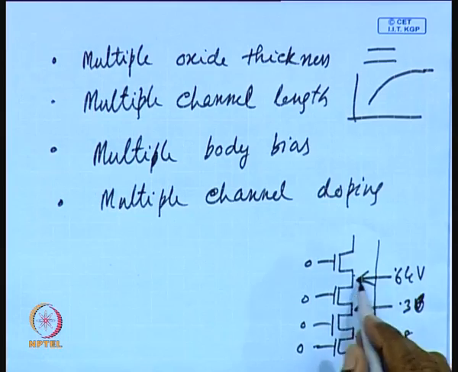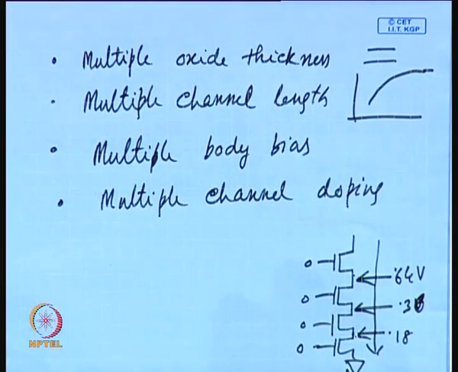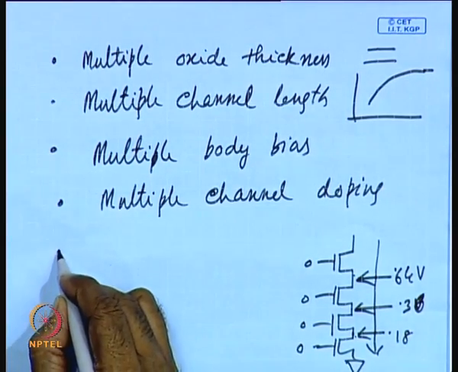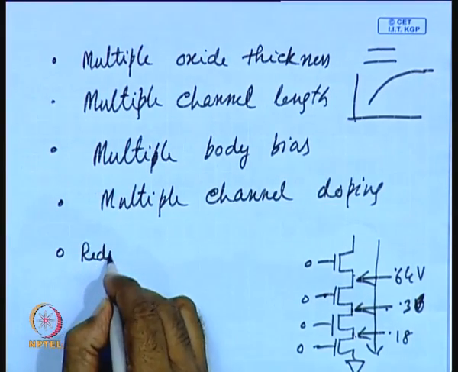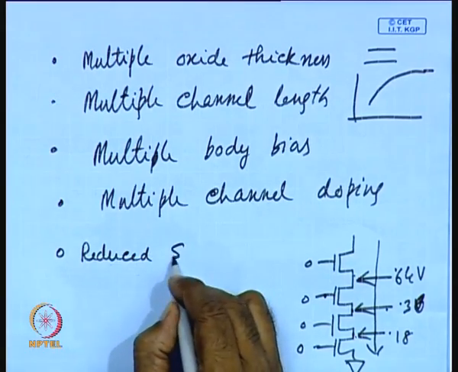and this leads to reduction in leakage current because of three mechanisms. Number one is, as you know, since the source voltage is positive and gate voltage is negative, the gate is reverse biased, and as you know, whenever you reverse bias the gate with respect to source, this reduces subthreshold leakage current. So, reduced subthreshold leakage current.